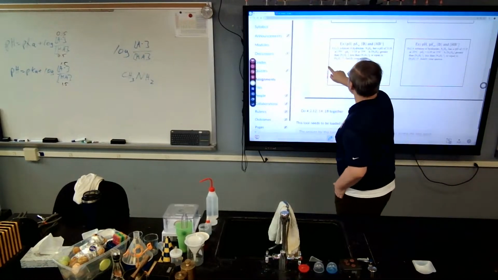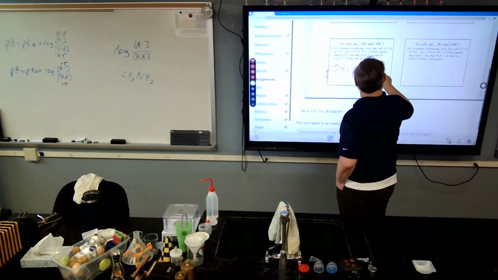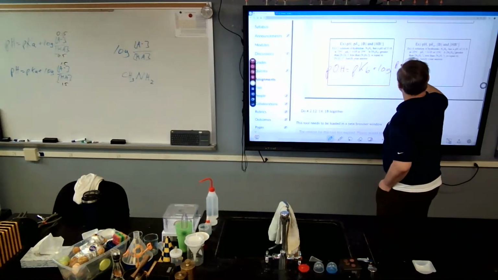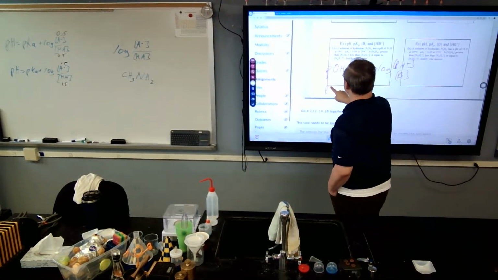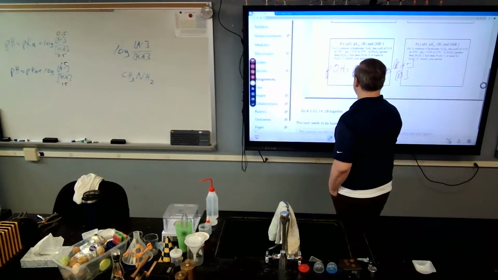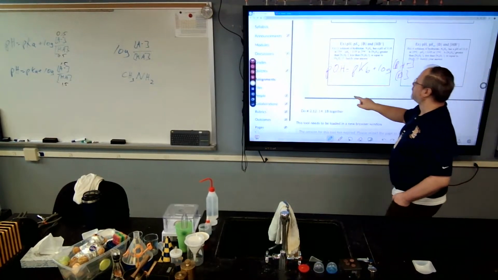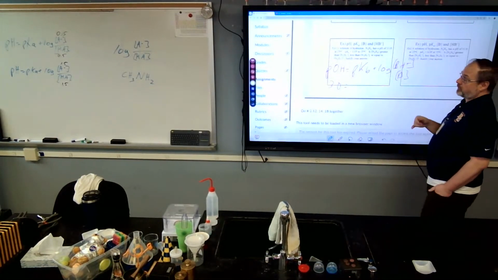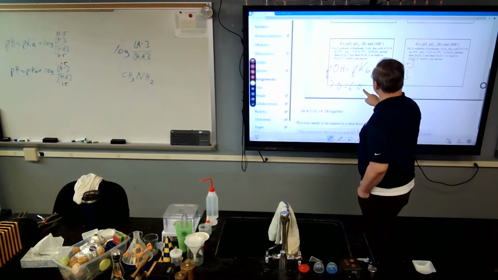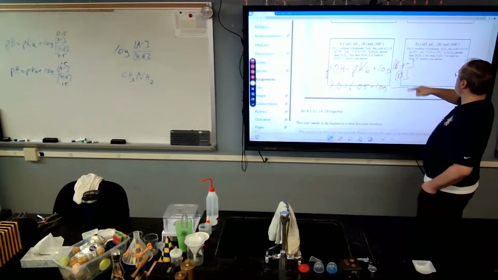So we have pOH equals pKb plus the logarithm of BH+ over B. Specifically, our pH is 11, so our pOH is 3. So our pOH is 3.0, and our pKb is 6.05. Don't have to do any math with that. Plus the logarithm, and we need to solve for this ratio.